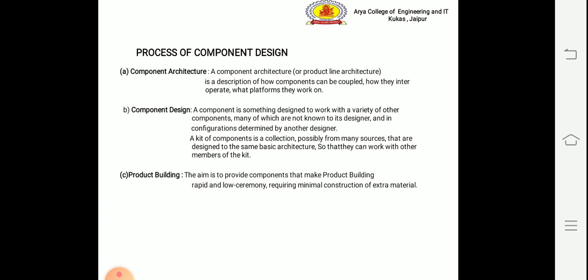A kit of components is a collection, possibly from many sources, that are designed to the same basic architecture so that they can work with other members of the kit. C, product building. The aim is to provide components that make product building rapid and low ceremony, requiring minimal construction of extra material.